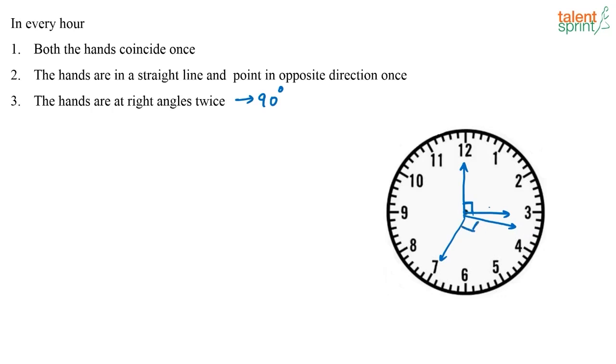So in every hour, the hands are at right angles twice, and the hands are in a straight line, or basically the angle between the hands is 180 degrees, once in every hour, and both the hands of the clock coincide once in every hour. That is, the angle between the hands of the clock is 0 degrees. Now these are very basic things that you need to keep in mind, because sometimes questions are based on these. That's why I am explaining all these concepts to you.